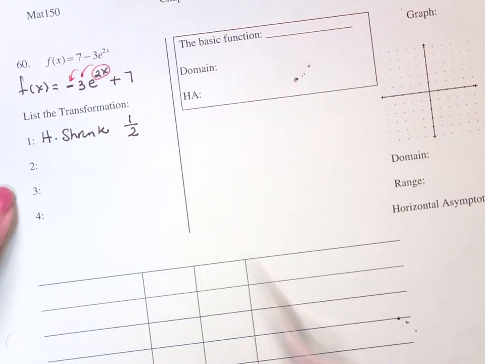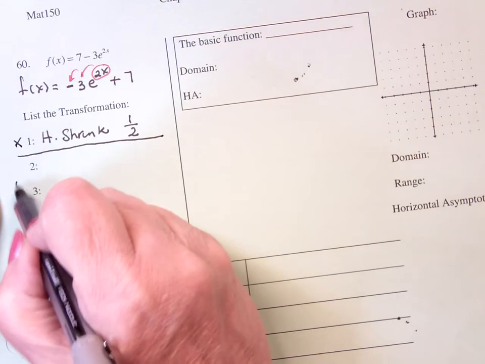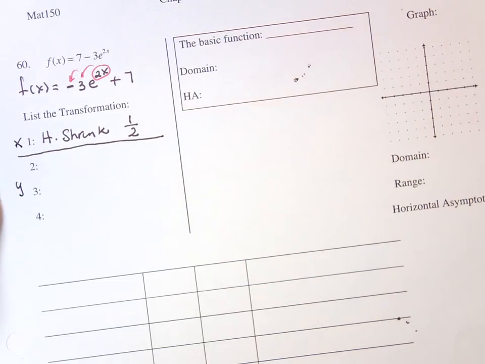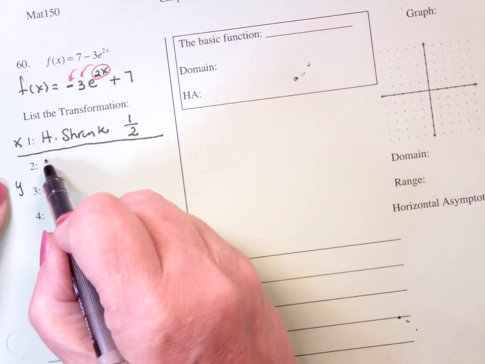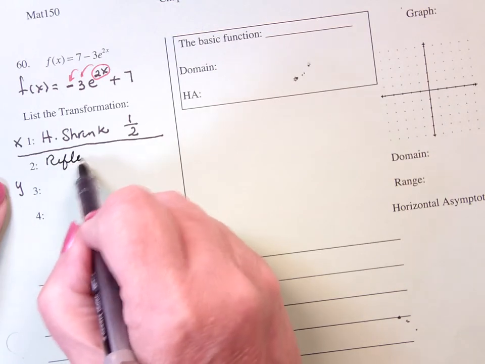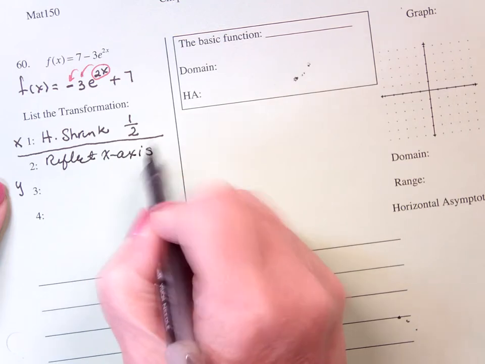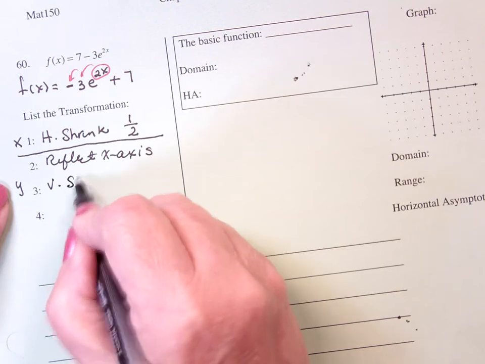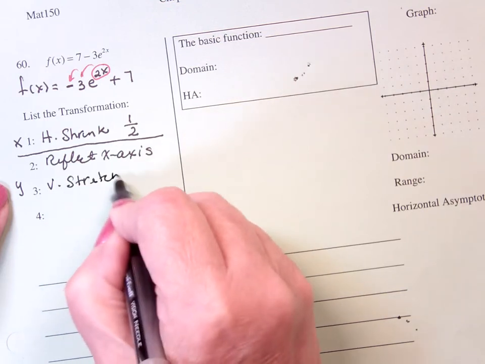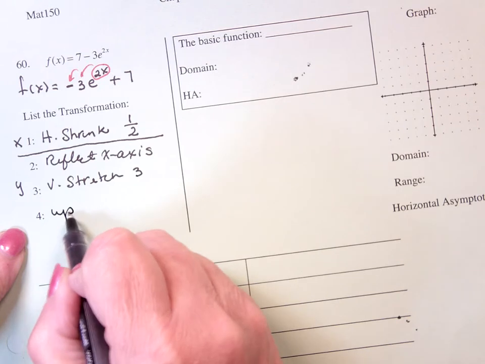I'm now on the outside, so I'm finished with the x's. I now move on to the y's because I'm outside. And what do I have? A reflect over the x-axis, and then what? Vertical stretch of 3. There we go, vertical stretch of 3, and then what? Up 7. And up 7.